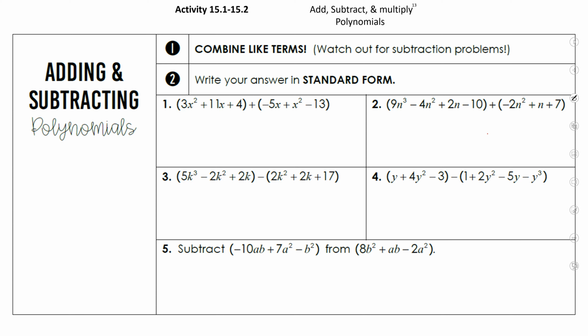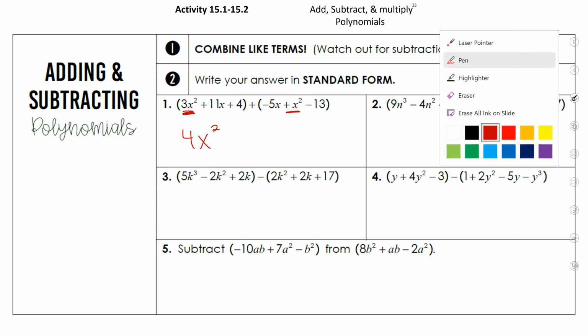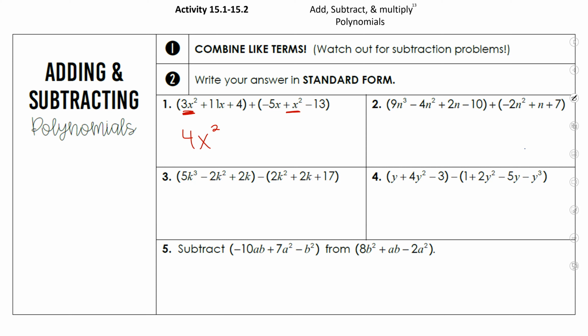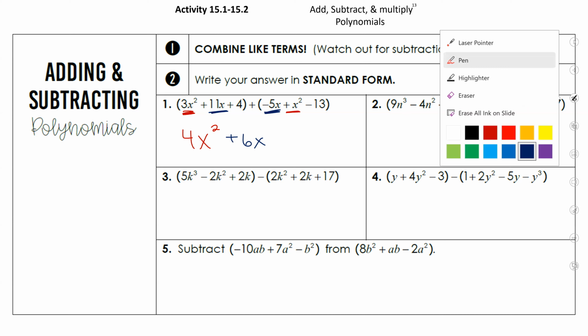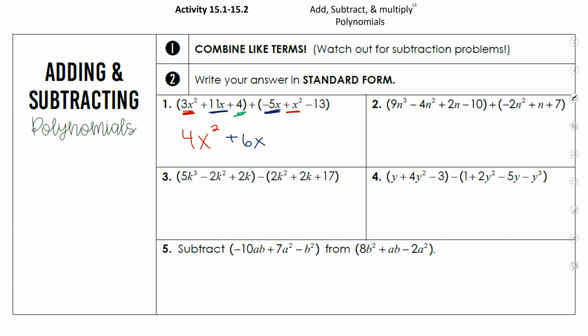You basically combine like terms, so I'm doing 3x squared and x squared. What are those together? Yep, so this will be 4x squared. And then my next term, I have 11x and a minus 5x. What would that be together? Yep, so plus 6x. And then finally, I have 4 and a minus 13, which would be, yep, negative 9. So that is your answer for the first one.